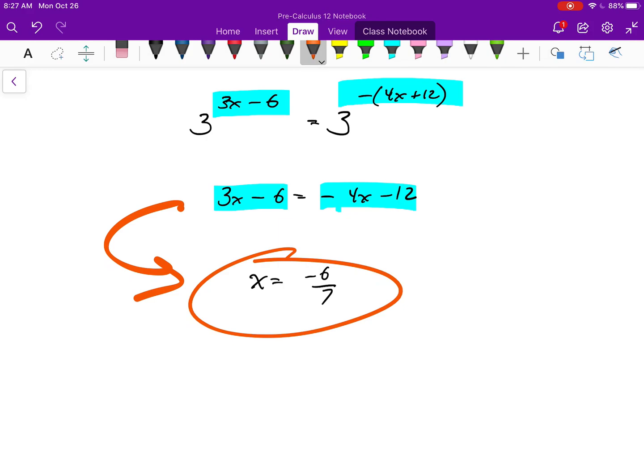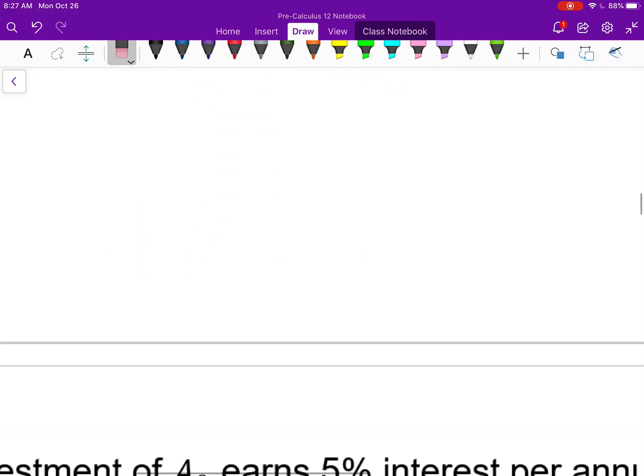All right, I will say though, if we can't find a way to make our bases the same, then we need to either solve it graphically, which is what I'm going to do going forwards, or use logarithms, which are the next lessons. Okay, so next let's talk about compound interest.